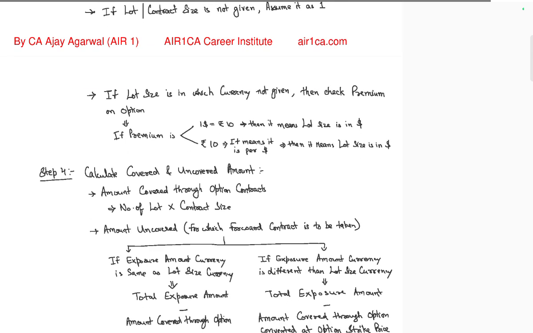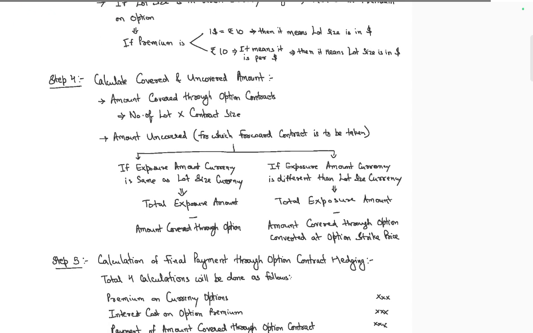If the lot size of the currency is not given, check the premium option. If the premium is $1 to $10, it means the lot size is in dollars. If it is 200% per dollar, that also means the lot size is in dollars. Then calculate the covered or uncovered amount: the amount covered through the option contract is the number of lots into the contract size.